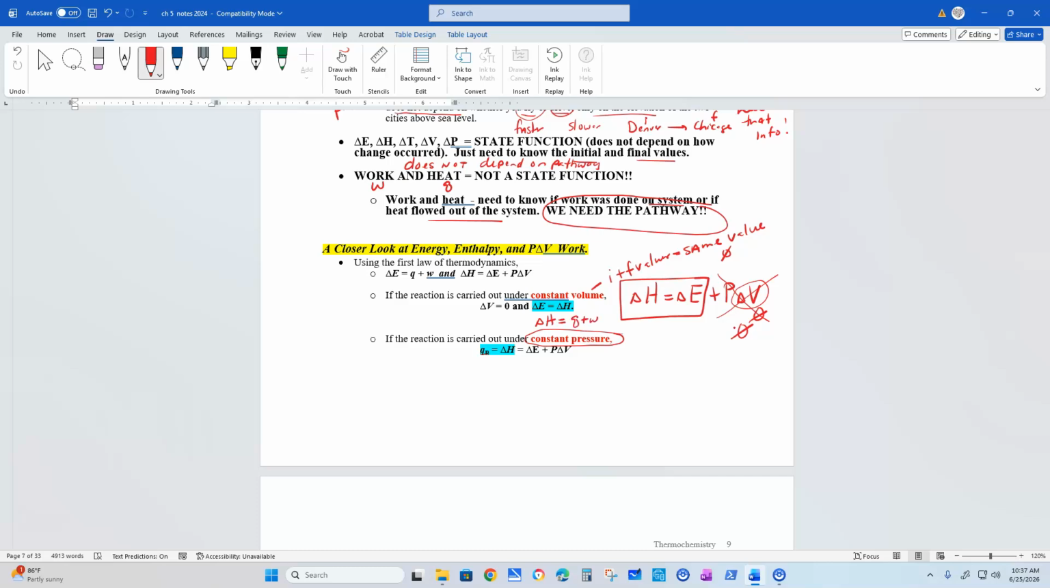So you have to pay attention. Are you at a constant pressure or are you at a constant volume? This one we're going to use the most, especially when we get to the lab part of this. In chapter 5.5, calorimetry, it has to be at constant pressure. So this is the one you're going to see probably 99% of the time, but I still have to teach you all the ways.